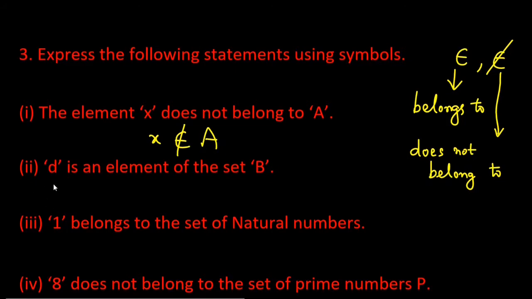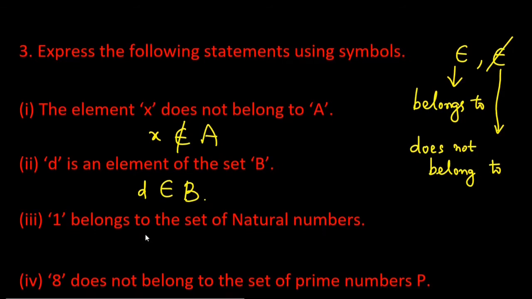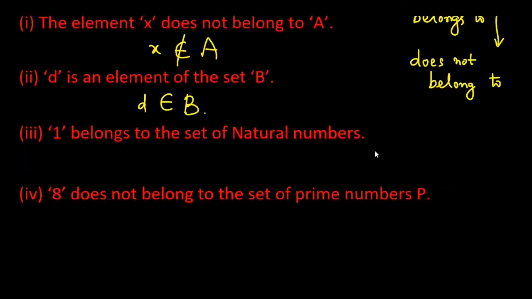Here the second one is D is an element of the set B. D is an element of the set. That means D belongs to B. Third one, 1 belongs to the set of natural numbers. We represent natural numbers by letter N. So 1 belongs to the set of natural numbers. So 1 belongs to N.